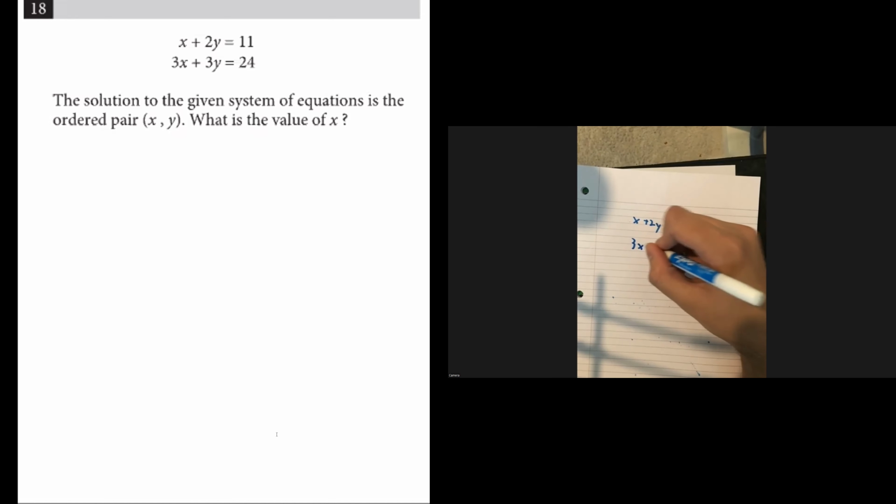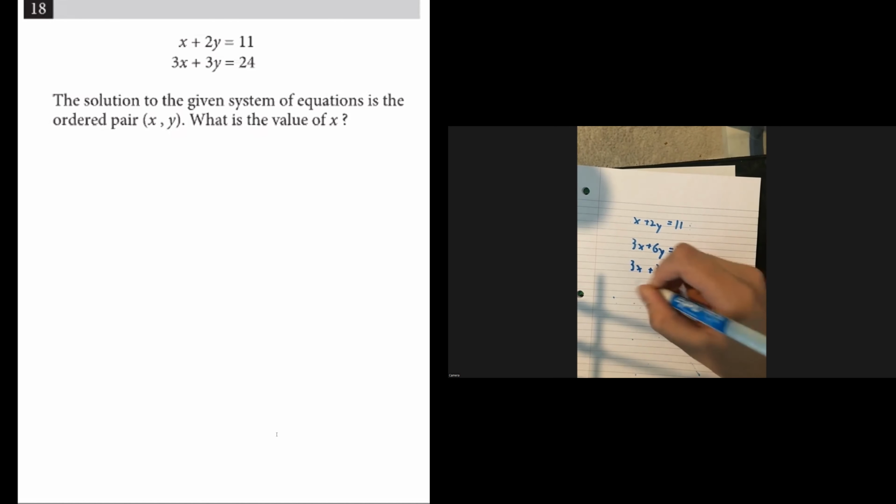So we get 3x plus 6y equals 33. And the other equation is 3x plus 3y equals 24. And then you can subtract this equation. So 3x minus 3x is 0. 6y minus 3y is 3y. And 33 minus 24 is 9. And you have 3y equals 9. Divide both sides by 3. Y equals 3. And it asks for the value of x.